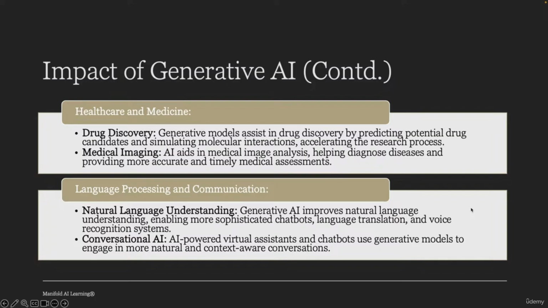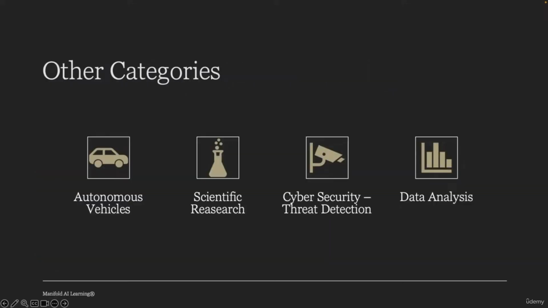To give some more information about the impact of generative AI, it has made a significant impact in healthcare and medicine: in drug discovery, medical imaging, natural language understanding, language processing, communication, and conversational AI. In all these areas, we see the impact of generative AI. Apart from these, other categories where we see its usage are autonomous vehicles, scientific research, cyber security, and data analysis. These are the various scenarios where we are enjoying the benefits of generative AI.